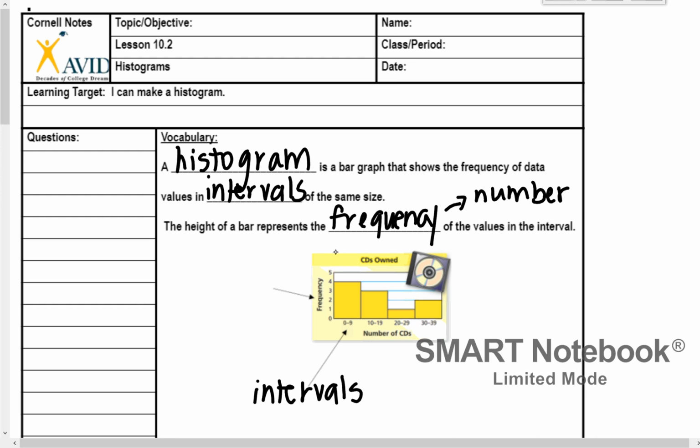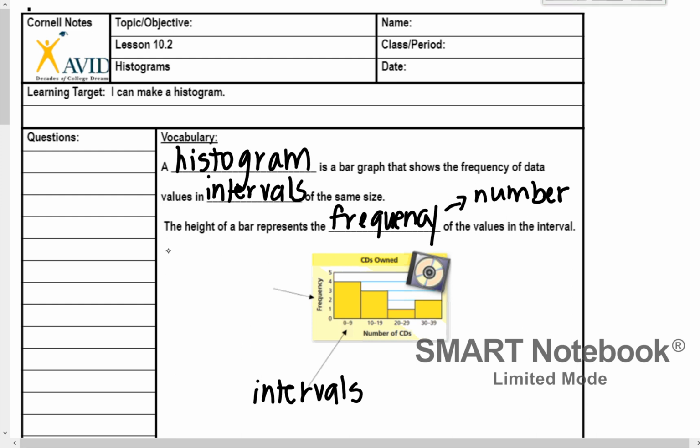Okay, the frequency is the height of that bar, and it's going to tell us how many people said those numbers. So this tells us 4 people said that they own maybe like 2 or 4 or 5, any number between 0 and 9. 4 people had said that. What this also tells us is that for 10 to 19, 3 people had told us that's how many they owned, and so on. So the height of the bar is going to tell us the frequency, or the number of values in that interval.